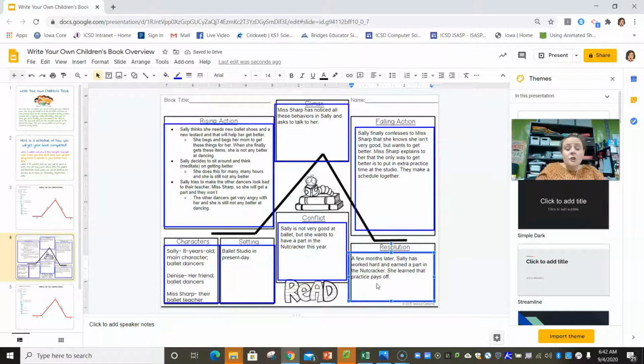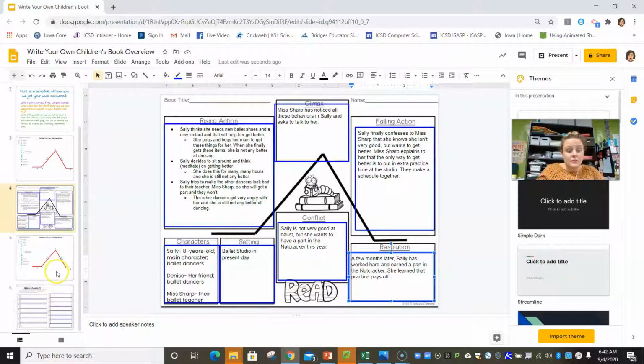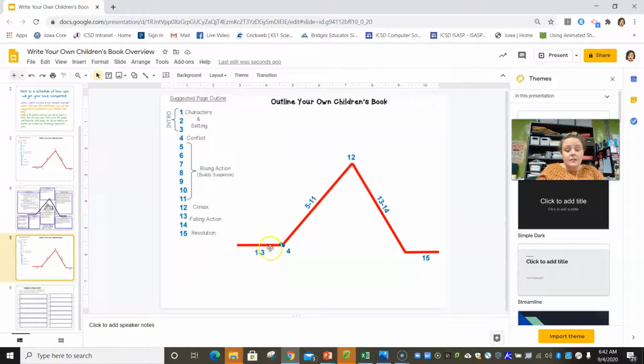Okay, so once you get this part done, you're going to submit it to your teacher to look over, and your teacher is going to give you some feedback about things that might make your story flow a little better. Okay, once you've submitted that to your teacher and your teacher has gotten back to you, then you're ready to turn all of this into a story. And again, we're going to use this outline, right?